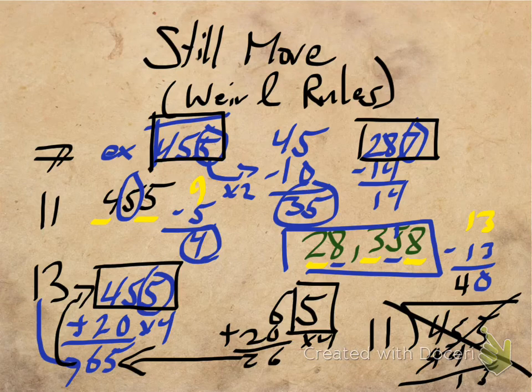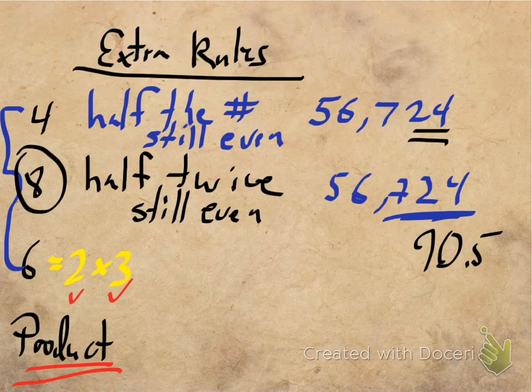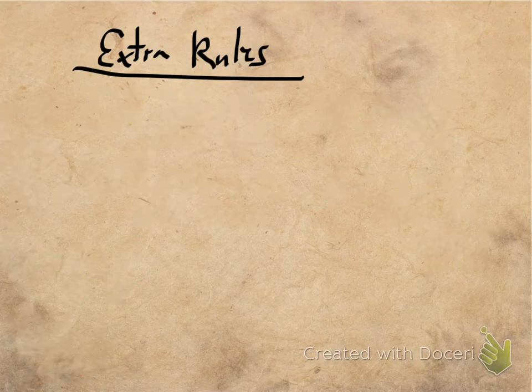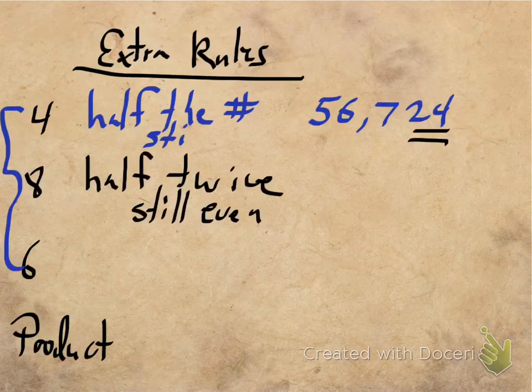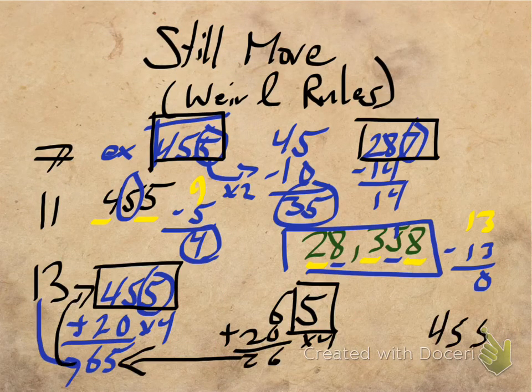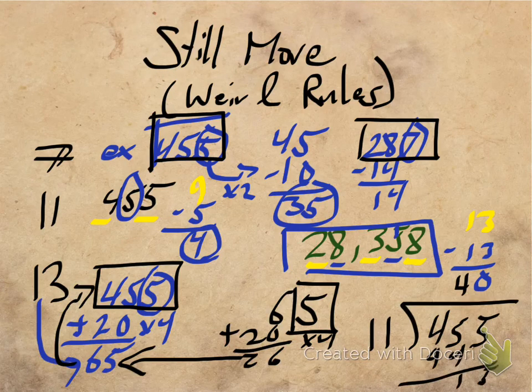But for a lot of them, we have these kind of slick divisibility rules. For 4, 8, and 6, there's kind of cool rules. And especially if you go all the way back to 2, 5, 10, 3, and 9. These are the 5 that you're going to actually be tested on. They're the easiest. So let's do a little bit of practice here.